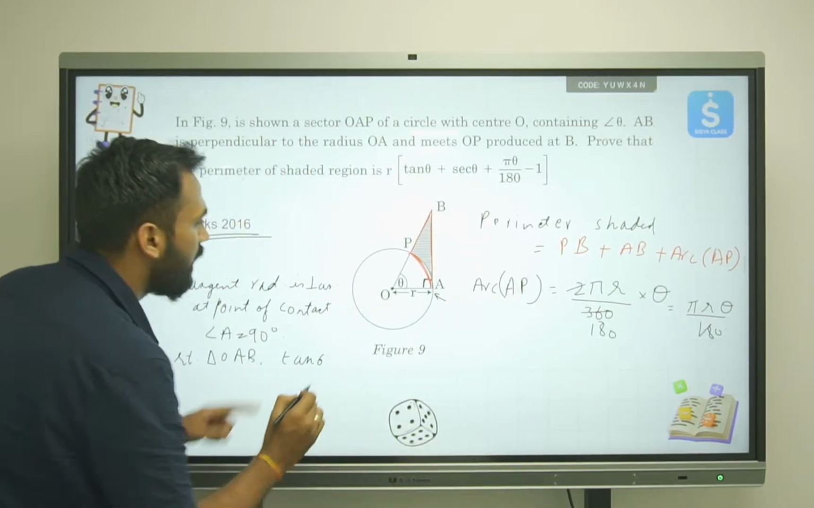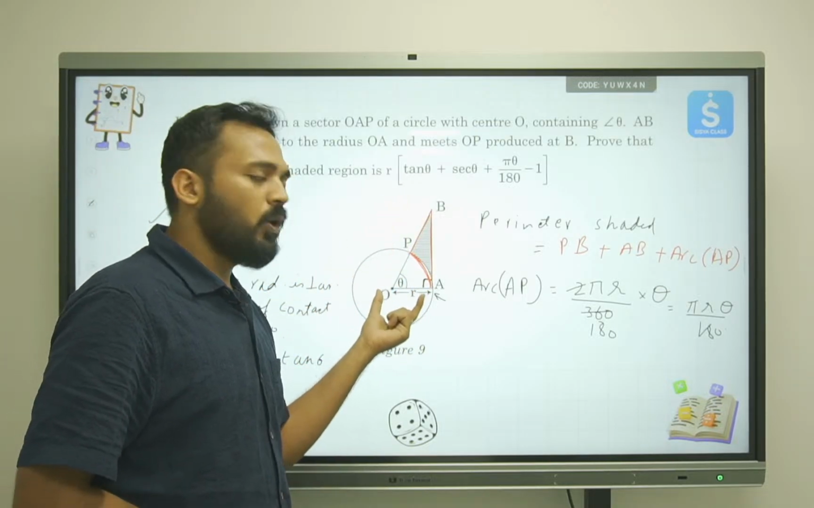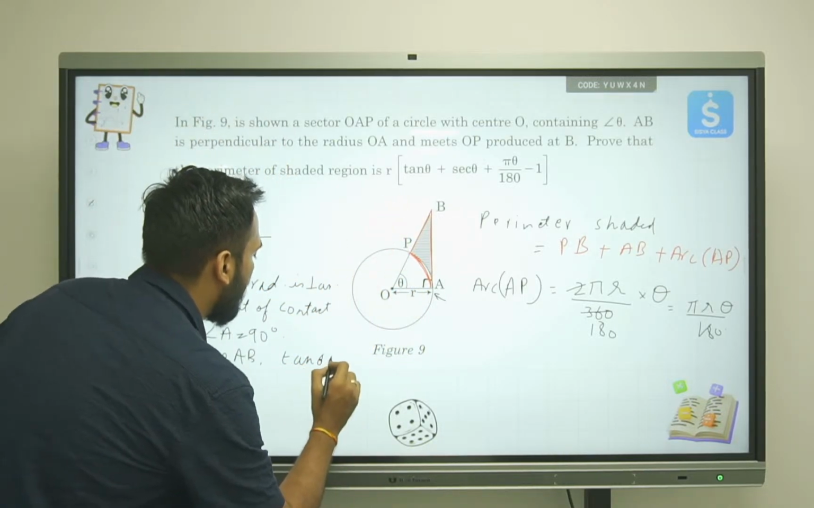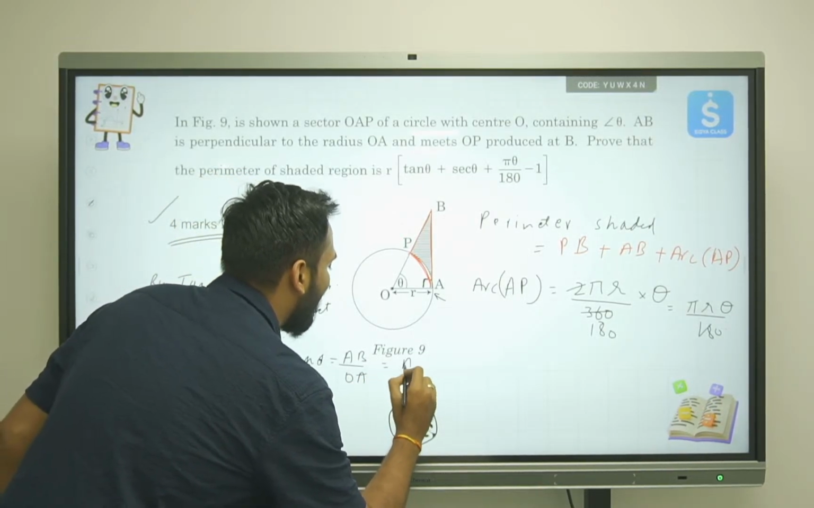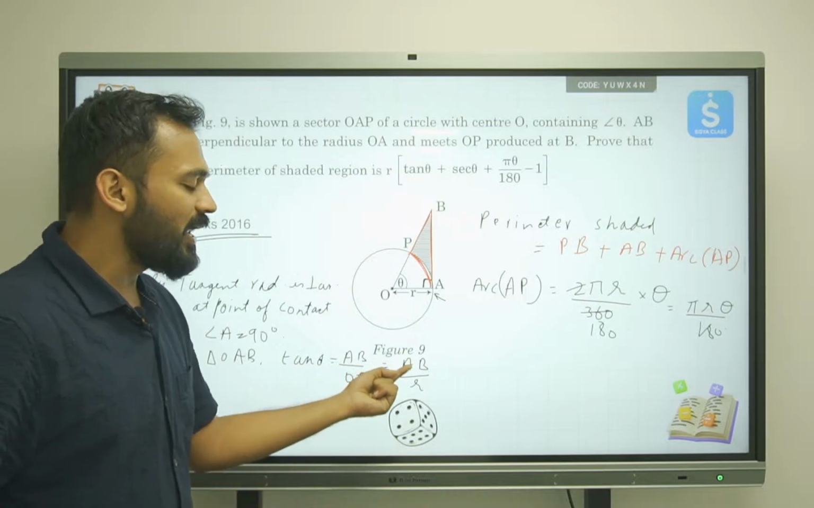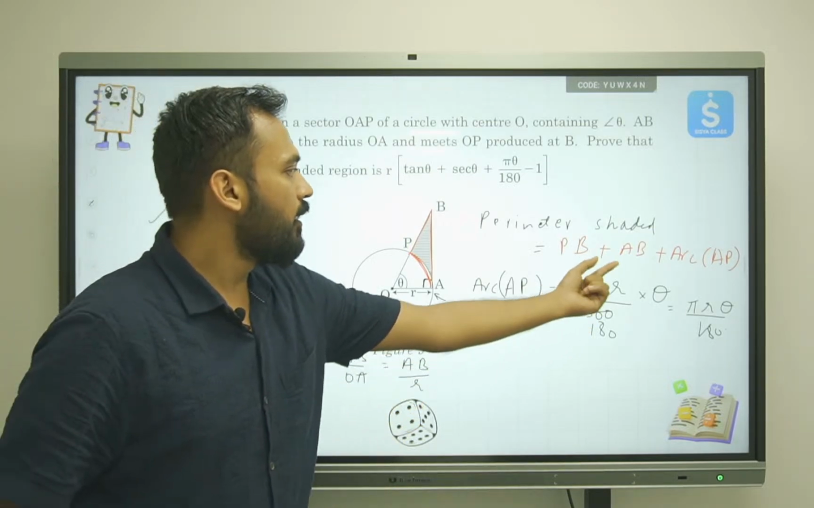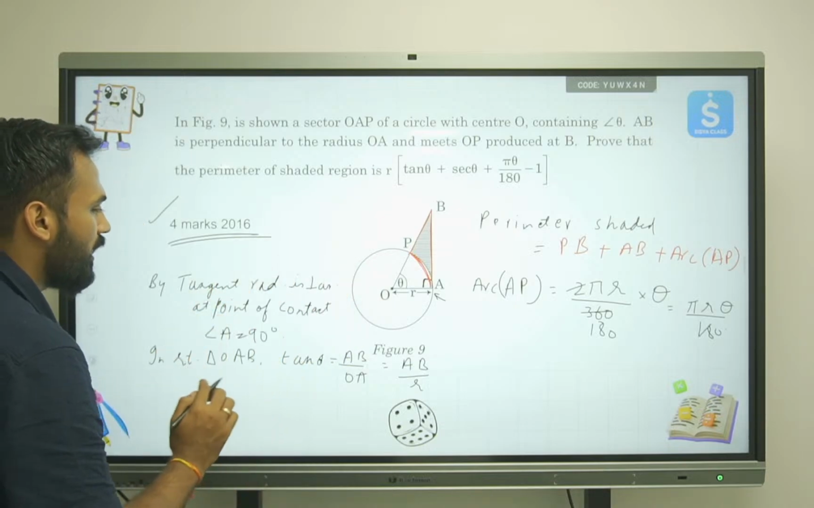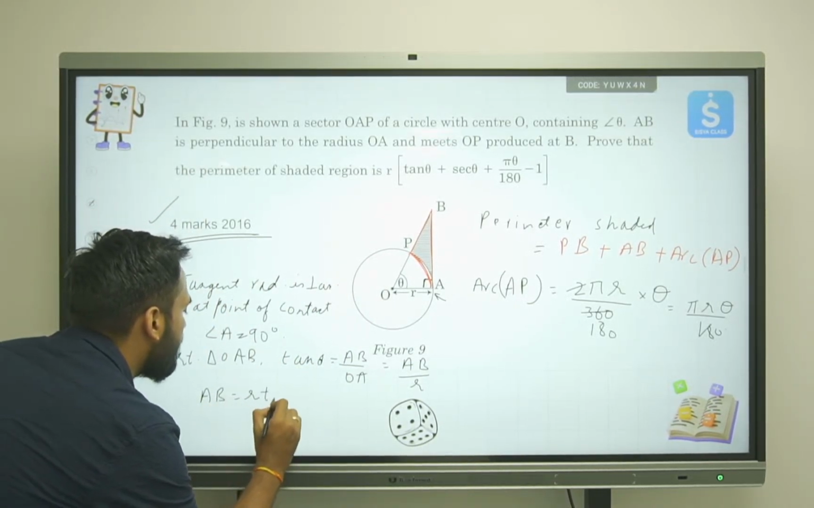Tan theta will be the opposite side AB upon the adjacent side OA, which will be AB by OA. AB by R. OA is what? OA is the radius of the circle. So AB by R, what will be the value of AB? AB we got to be R tan theta. So AB also we have found out. AB will be equal to R tan theta.